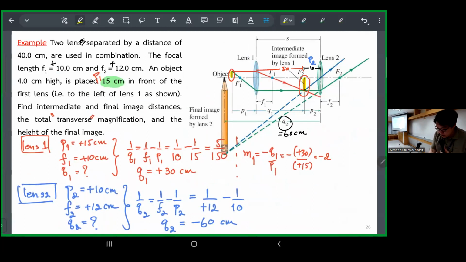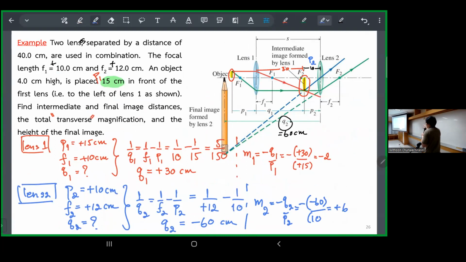Then from that, you keep going. You calculate M2, it's going to be negative Q2 over P2. It's going to be negative, and now the Q2 is negative 60, P2 is 10. So you get negative, but turn positive 6. So that means the lens number 2 is 6 times magnification, right? Which makes sense. Look at this. This is your object for lens number 2. The final image of this one is 6 times.